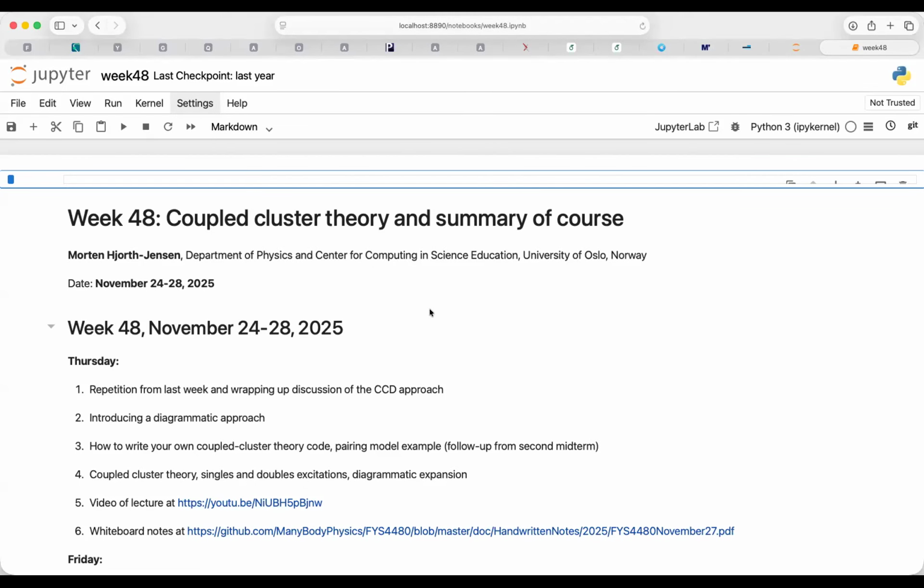Okay, let me just do one thing here. So somehow when I have a full screen view, it doesn't show up when I do the screen sharing. I don't know why. Okay, so let's just do the full screen.